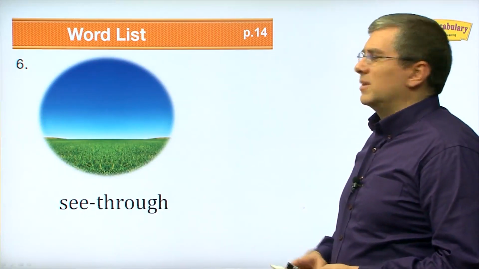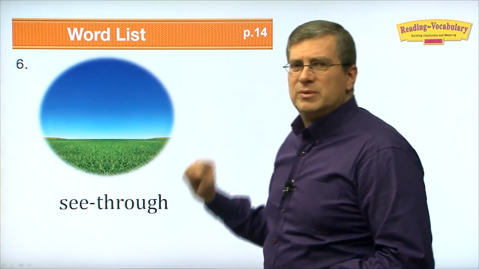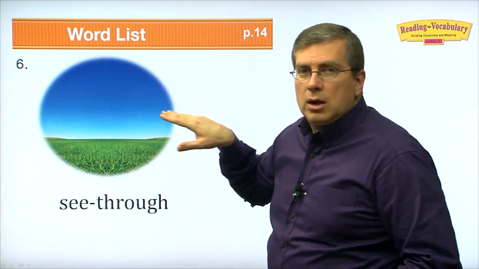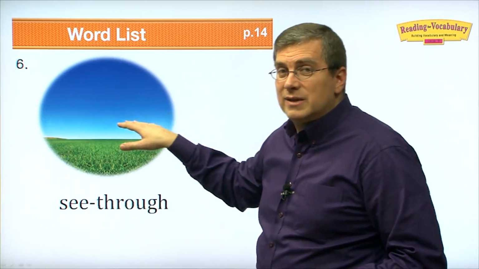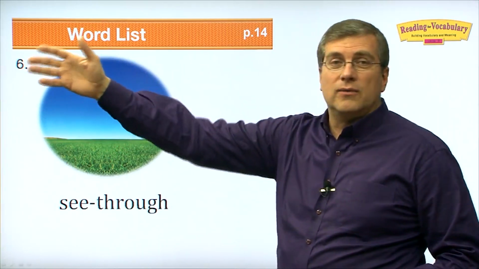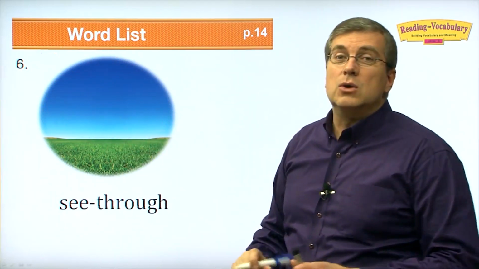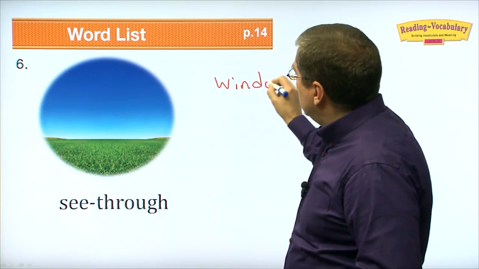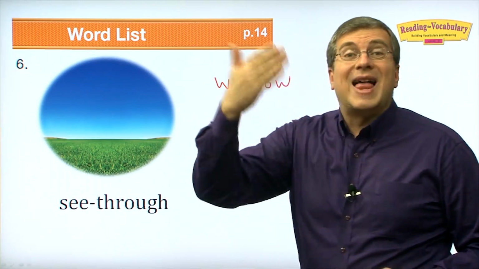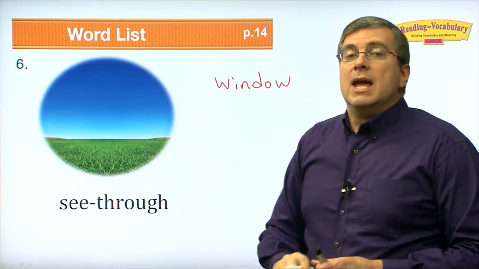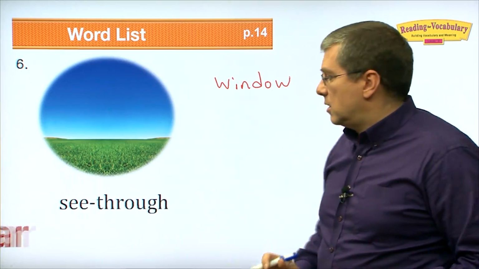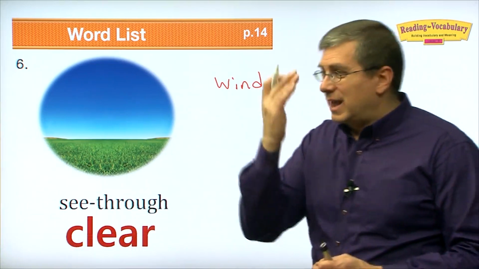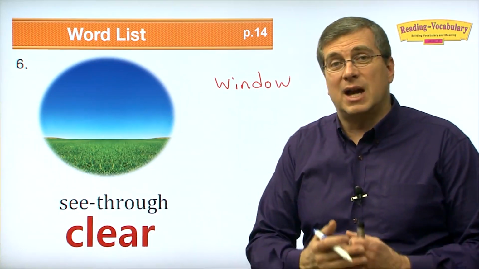Next one, see-through. Now this picture, I have to explain it a little bit. To see through means you can see through the air very easily. Another thing that you can see through is a window. You can see through the glass of a window. But you can't see through the window if the window's not clear. If the window is dirty, you can't see through it because it's not clear.